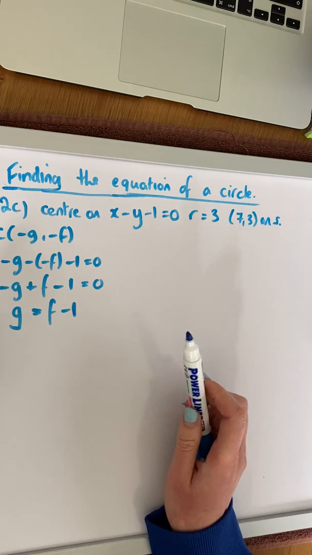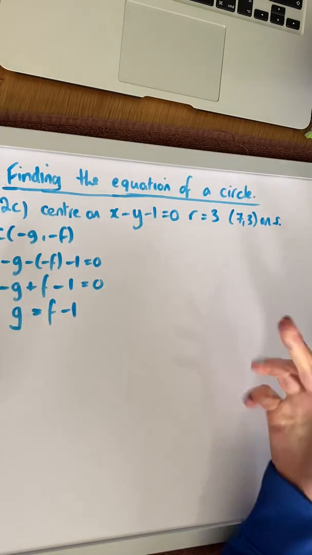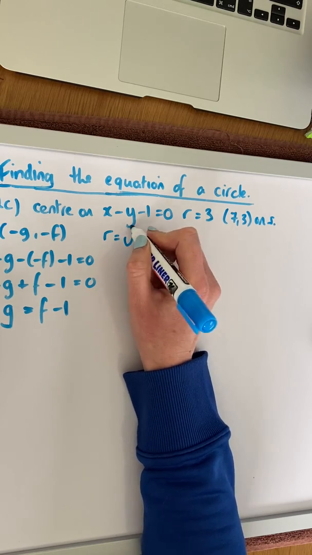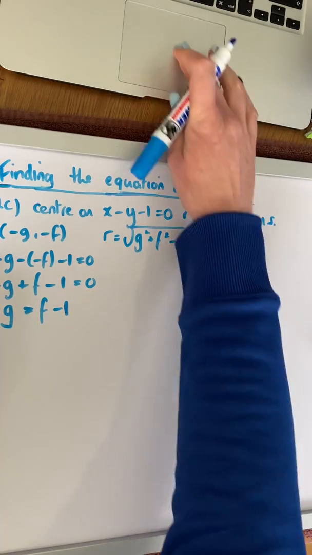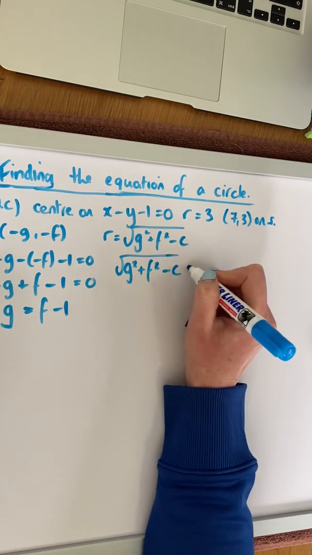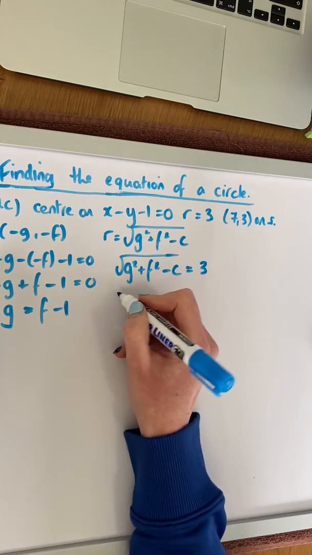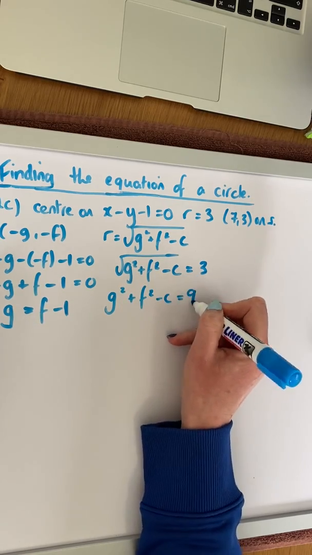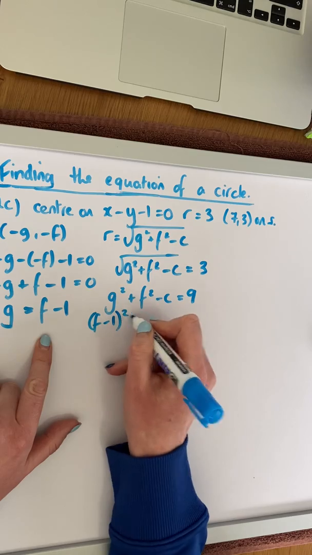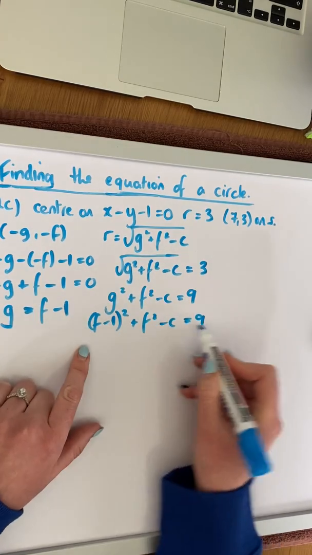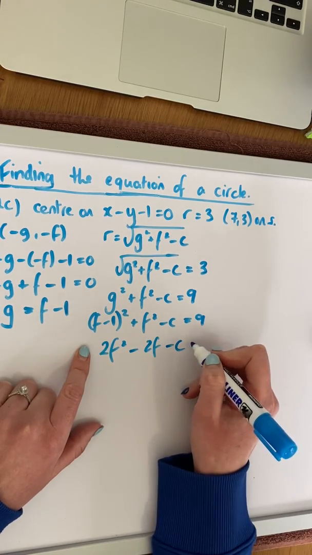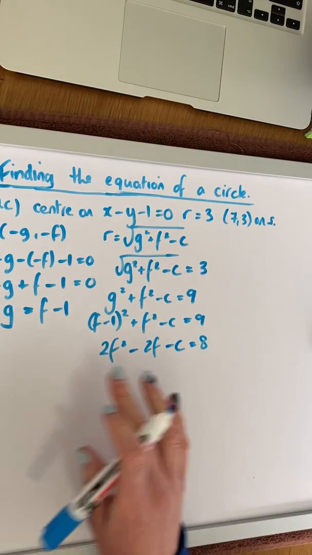Now, because there are three variables that we need, g, f, and c, we are going to need to use three separate pieces of information to form three separate equations. Next, using the information that the radius of the circle is 3, remember the radius is the square root of g squared plus f squared minus c. So we can substitute in: the square root of g squared plus f squared minus c is equal to 3. Now we want to get rid of the square root sign, so we'll square both sides, leaving us with g squared plus f squared minus c is equal to 9. And we can actually get rid of one of the variables using our first equation. We can replace the g with f minus 1. So (f minus 1) squared plus f squared minus c is equal to 9. And multiplying it out and tidying it up, we get the equation 2f squared minus 2f minus c is equal to 8. So that's a second equation that we get from our information here.